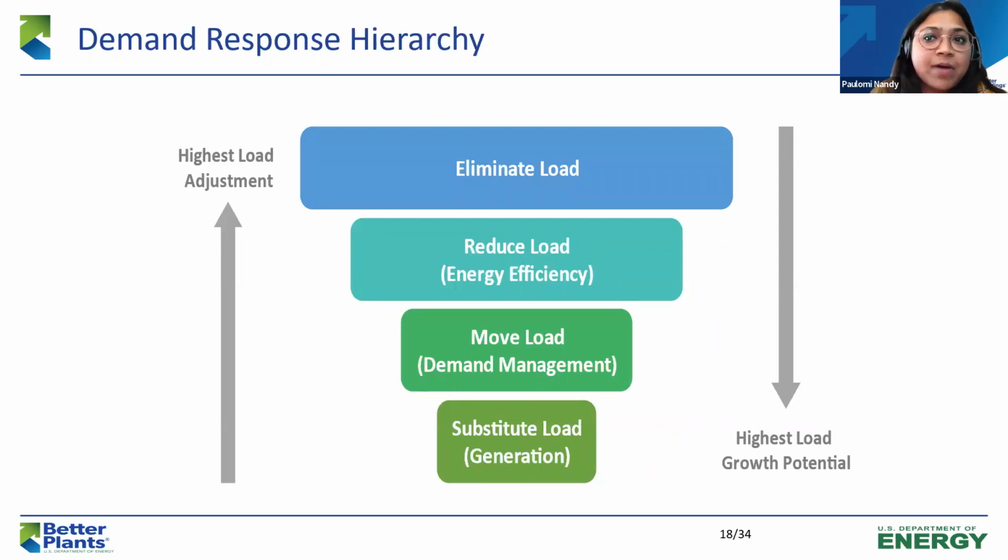Next slide, please. Here we talk a little bit about the hierarchy of demand response. Hierarchy is organized by a method which will give you the greatest impact on your facility's demand requirements. Eliminating load would be most drastic to reduce load from the grid. The next would be reducing your load through energy efficiency or other ways. Moving your load or substituting your load. As you eliminate your load, you get the highest load adjustment, whereas if you put in generation, you have the highest growth potential.